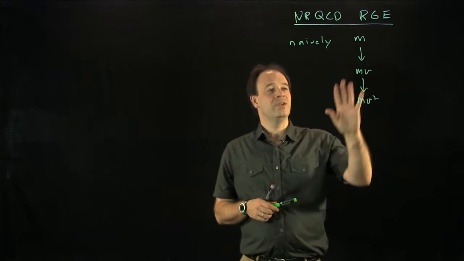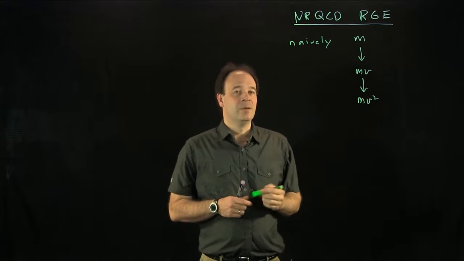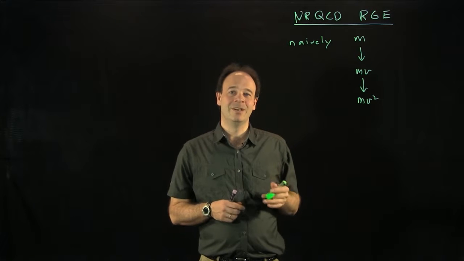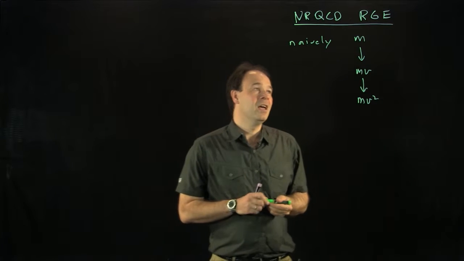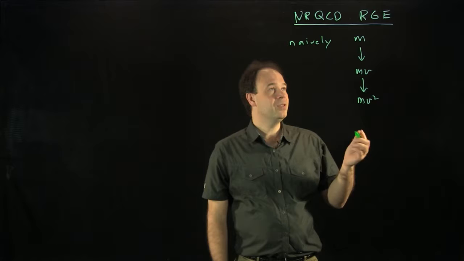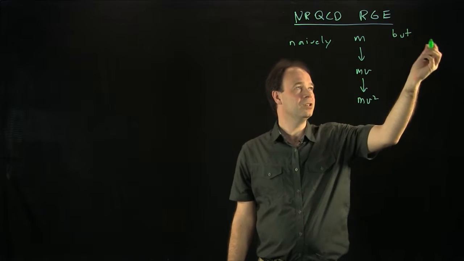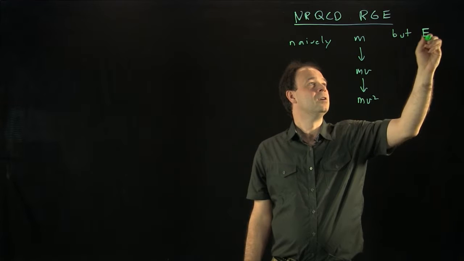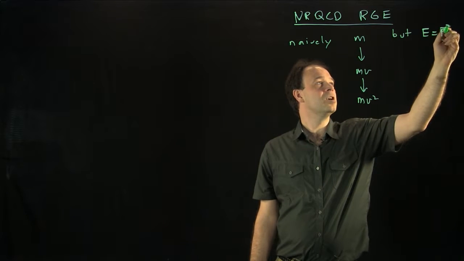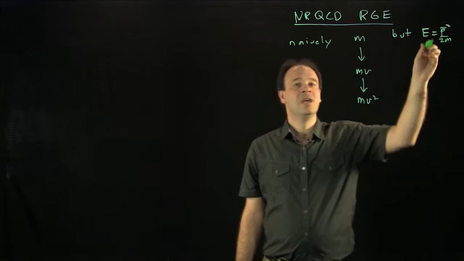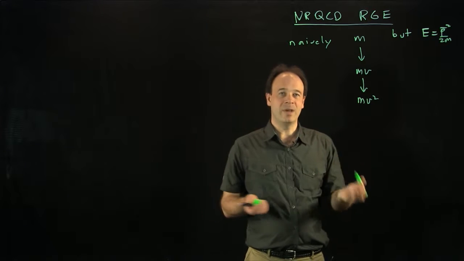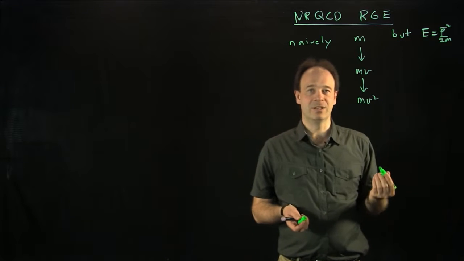And for some parts of the theory, you can actually get away with that. But it turns out that, very interestingly, in general, you can't. And the reason that, in general, you can't get away with this is because NRQCD actually couples together the energy and momentum scales. E is equal to p squared over 2m. And that means that the energy and the momenta are tied by the dispersion relation.